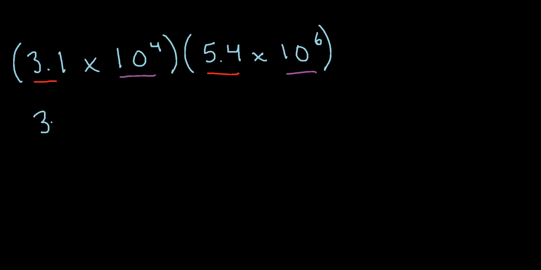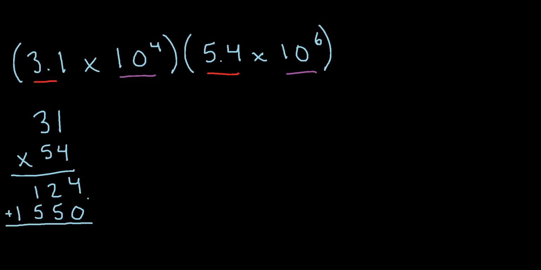So here's what we can do. We can multiply these values and just ignore the decimal points for now. So we'll treat it as 31 times 54. And let's see what we get. So 4 times 1 is 4. 4 times 3 is 12. Put a 0 placeholder here. 5 times 1 is 5. And 5 times 3 is 15. So then we add these two rows together and we get 4 plus 0 is 4. 2 plus 5 is 7. 1 plus 5 is 6, and 1 plus nothing is 1.